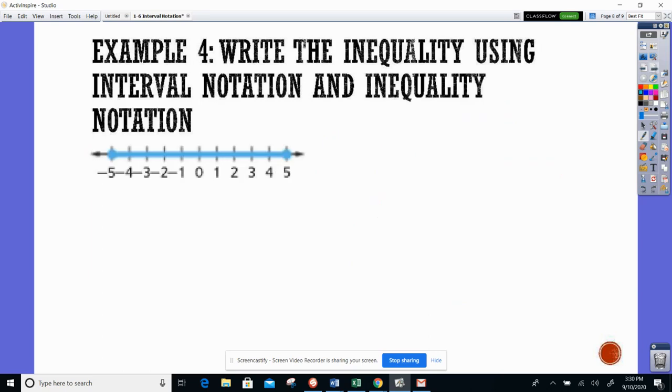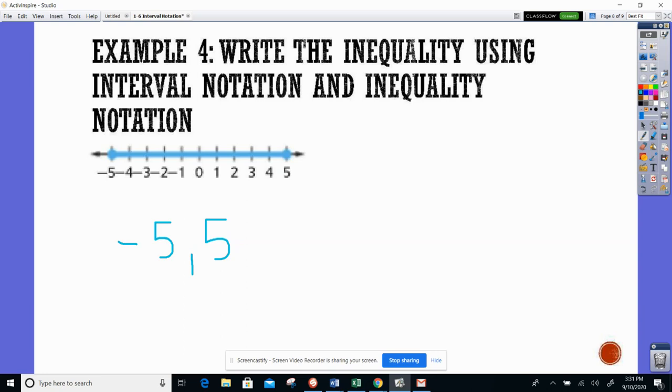Okay, so this problem says write the inequality using interval notation and inequality notation. It gives us the number line, and it wants us to write it in both notations. I'm going to write in interval notation first, because that's what we've been practicing. Just like always, I'm going to start with my smallest number and find my largest number as well. If you look at the graph, you can see my smallest number is -5, and my largest number is +5. All I need to do now is fill in my parentheses and brackets.